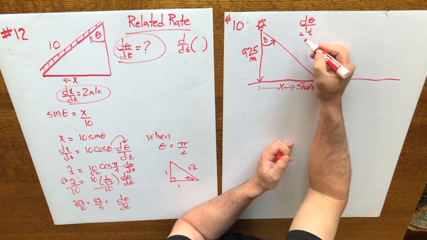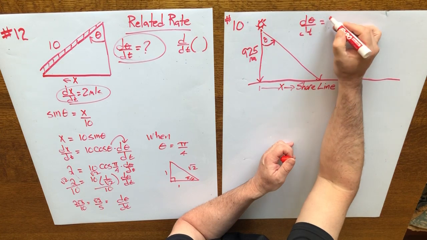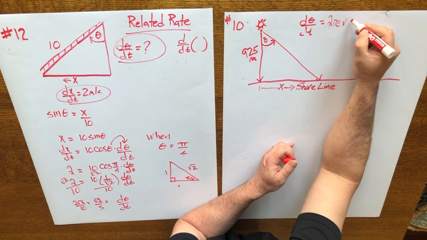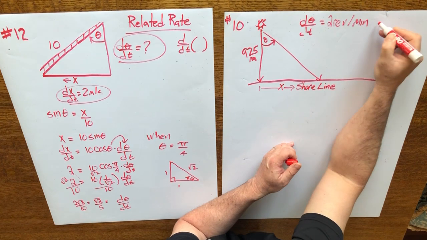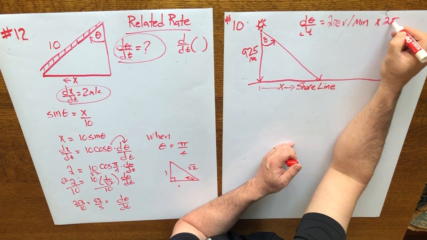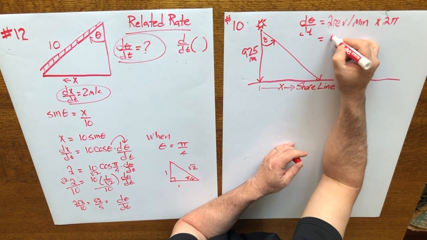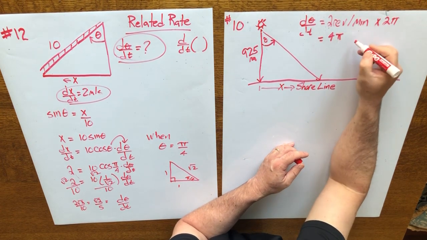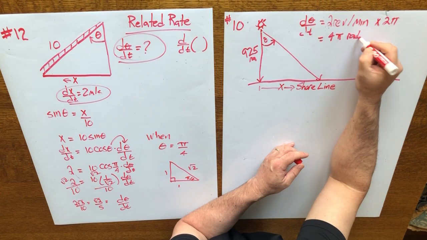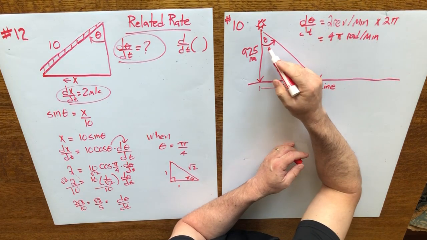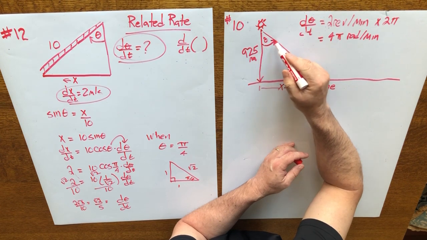So they give us d theta over dt, and it says that it revolves 2 revolutions per minute. Well, we're going to times that by 2 pi, since 1 revolution is 2 pi. 2 revolutions will be 4 pi radians, if you like, per minute. That's d theta over dt, how fast this angle is changing.